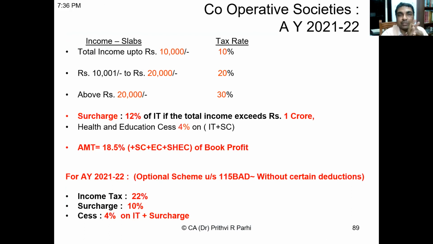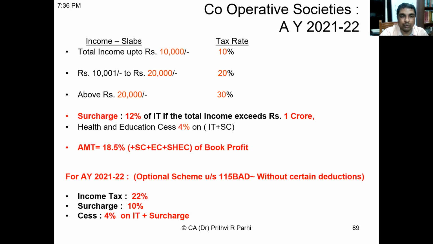Now coming to rate of tax for cooperative societies. You have already seen it. Up to 10,000 rupees, it is 10%. 10,000 to 20,000, 20%. Above 20,000, 30%. Surcharge is 12% if the total income exceeds 1 crore. Okay, are you getting it? AMT is applicable. Yes. Okay.